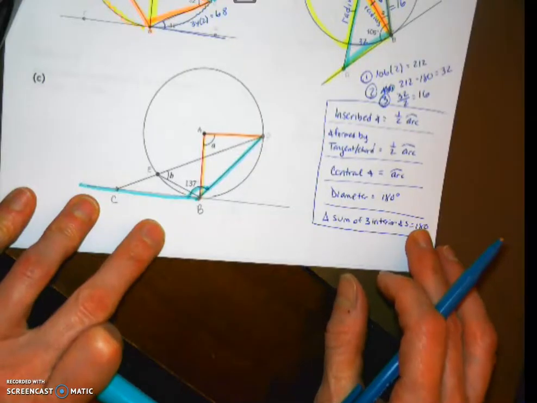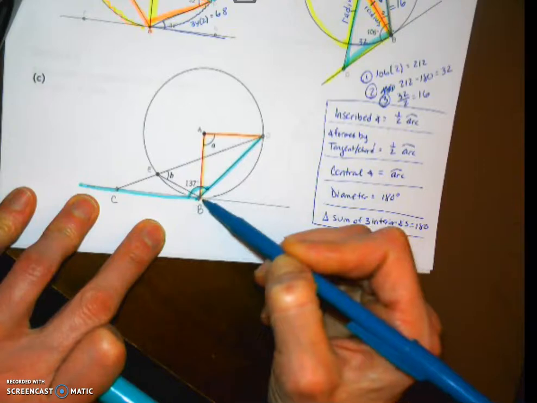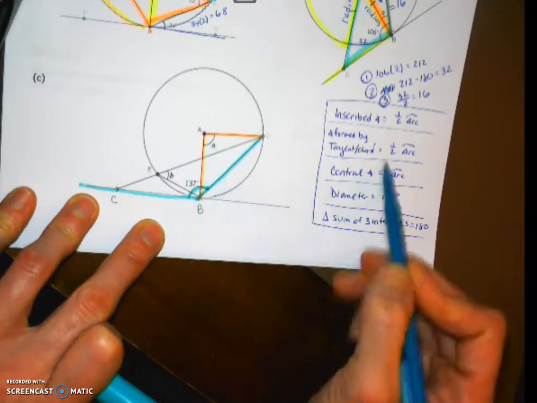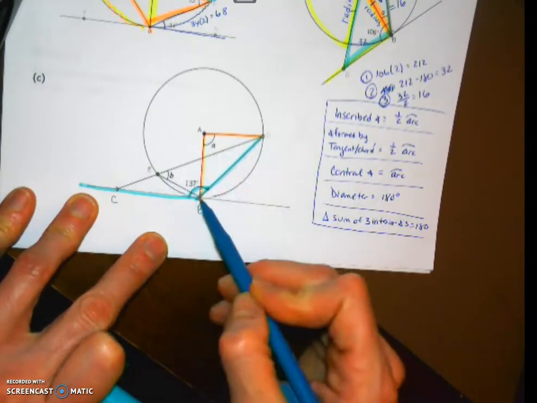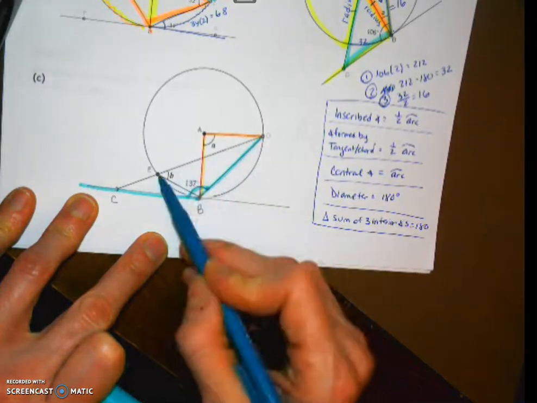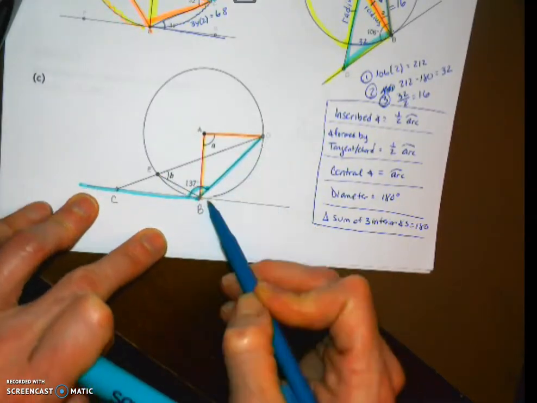And here is part C. Ultimately they want us to find angle A, which intercepts arc BD, which is a central angle equal to the arc, and they also want us to find angle DEB, which is an inscribed angle, which is half of this arc DB. So we have to find the measure of this arc DB.